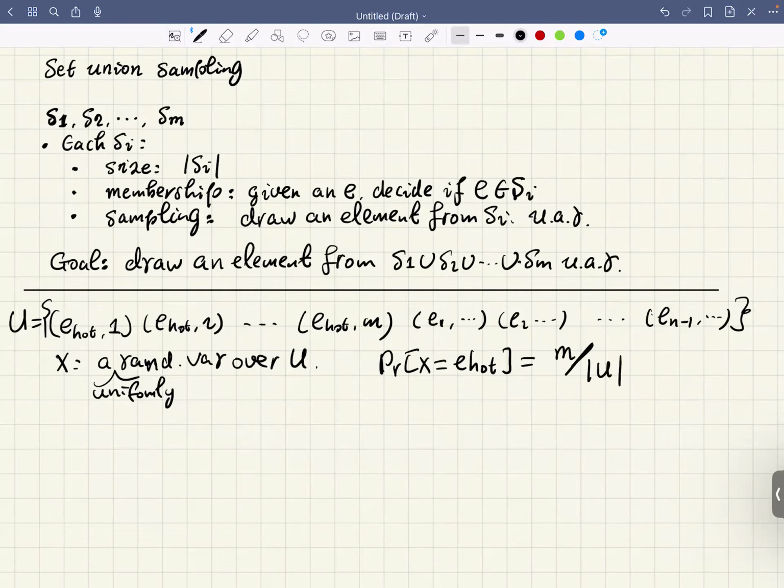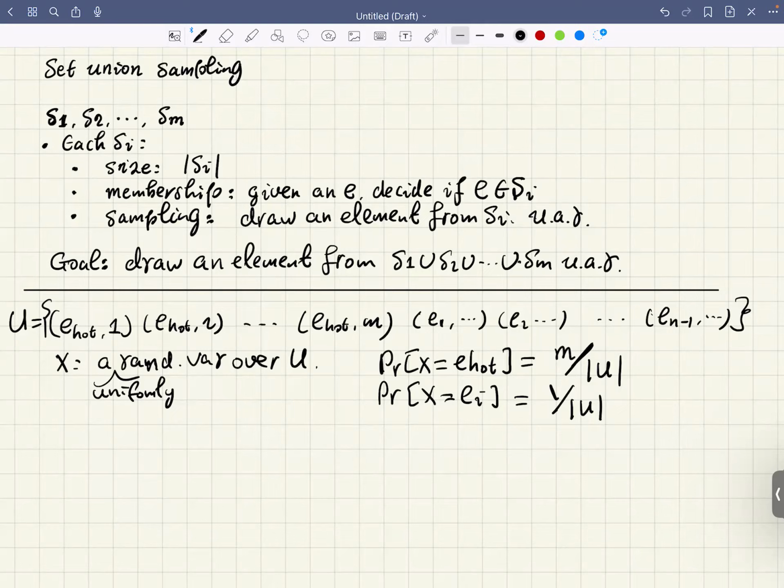On the other hand, the probability for every other element, X equals E_i for every other i, is precisely 1 over the size of U. So clearly, this is not all right, because the probability of getting E hat is significantly larger than every other element. When you have a situation like this, it's pretty standard to do a rejection step.